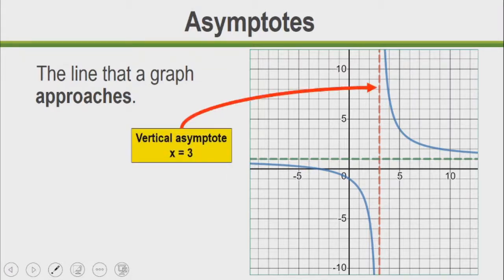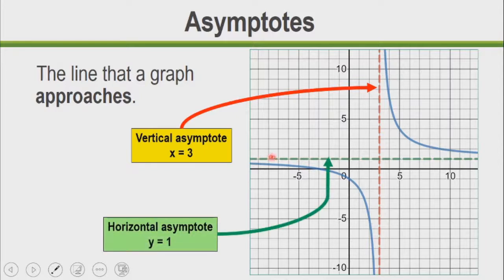But the red line is called the vertical asymptote. Why? It's because it goes up and down. It crosses the x-axis and it is parallel to the y-axis. So we call it a vertical asymptote, and this one is x equals 3. Then the green one will be the horizontal asymptote. So again, an asymptote is a line that a graph is approaching.